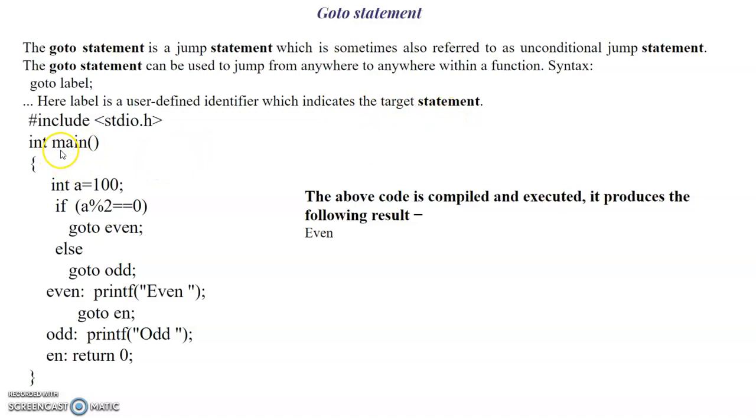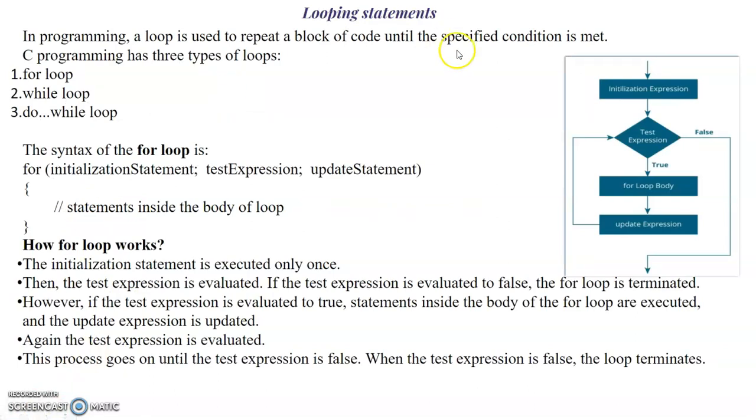For example, inside the main I have integer a equals 100. If a % 2 is equal to 0, then goto even, else goto odd. The even label prints even and goes to end, which is the end label. Odd is a label which prints odd, and after printing it comes out and reaches return, and the return statement is the end statement. If the code is compiled and executed, since the value of a is even, it prints even and terminates. Next kind of statements are looping statements.